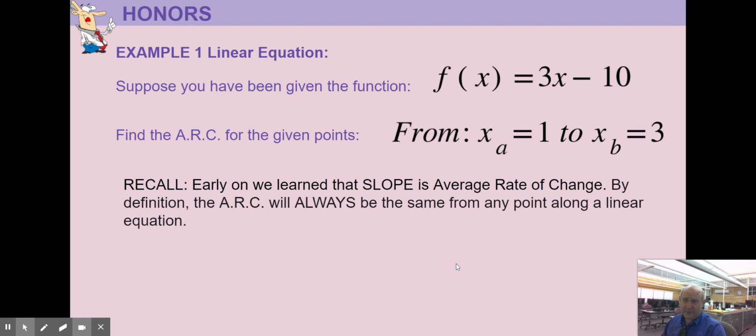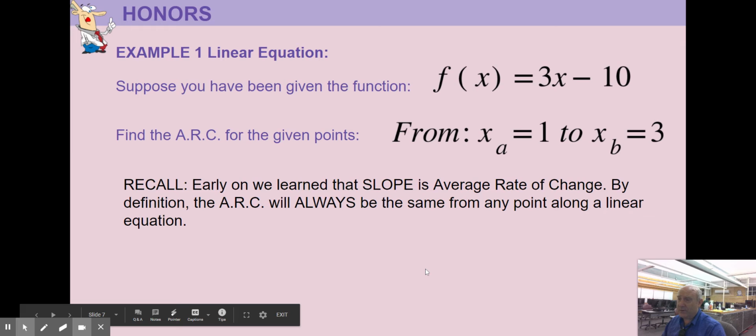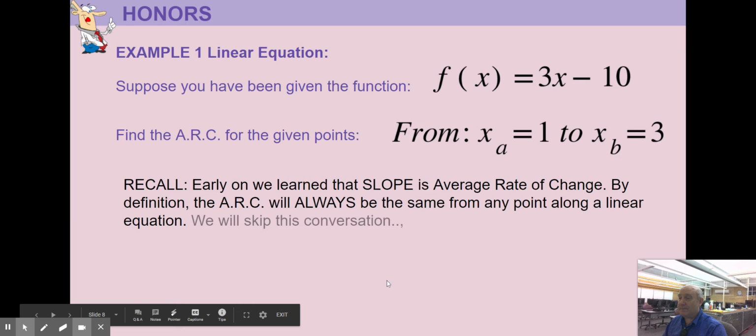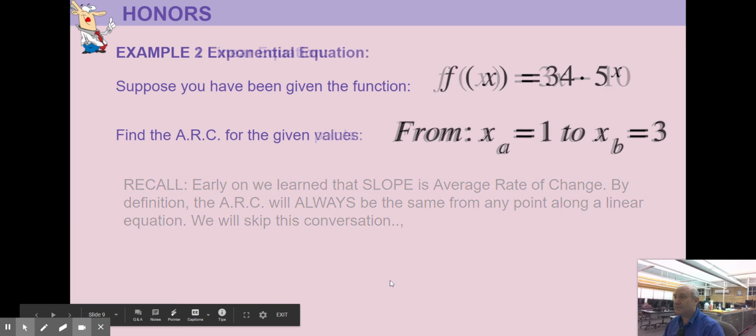And remember that by definition, the average rate of change, or the ARC, is always the same for any two points along the line of the equation. So if you are given a linear equation, it's going to simply be the number, or the slope, right here. So we'll go ahead and skip this one.